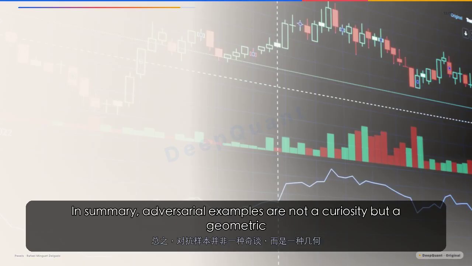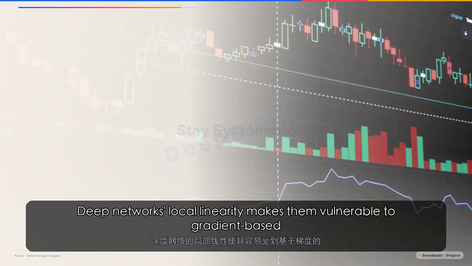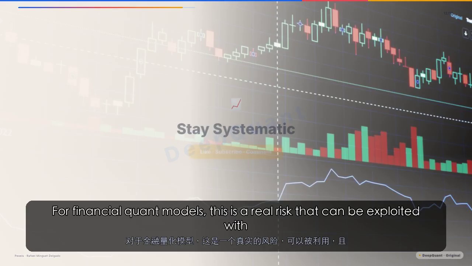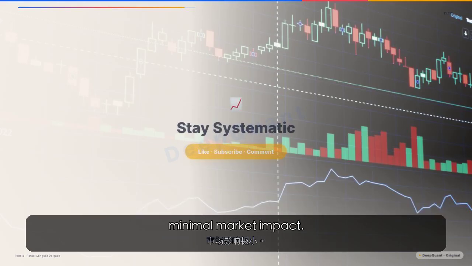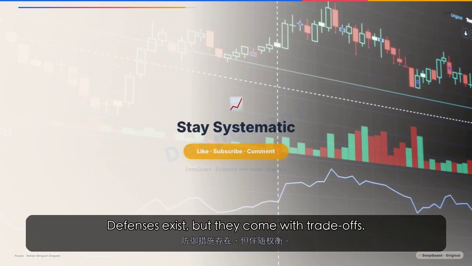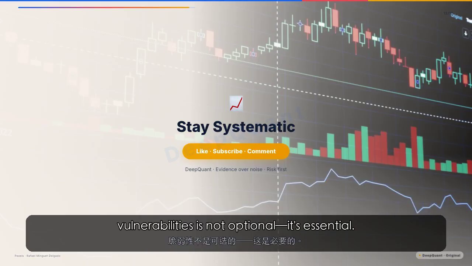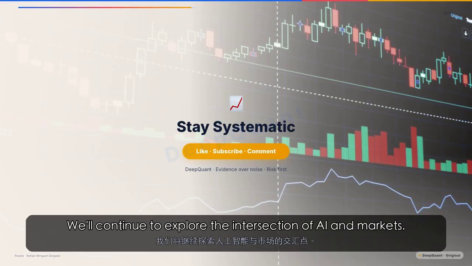In summary, adversarial examples are not a curiosity but a geometric inevitability. Deep networks' local linearity makes them vulnerable to gradient-based attacks, which are cheap and effective. For financial quant models, this is a real risk that can be exploited with minimal market impact. Defenses exist, but they come with trade-offs. As AI becomes more embedded in finance, understanding and mitigating these vulnerabilities is not optional, it's essential. We'll continue to explore the intersection of AI and markets.